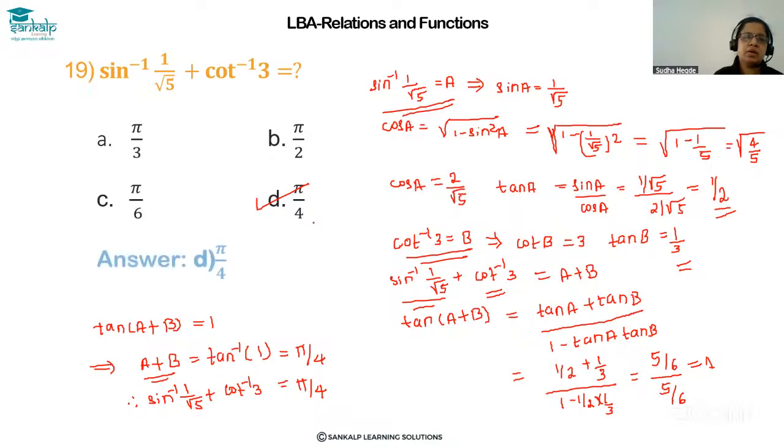Therefore, sin inverse 1/√5 plus cot inverse 3 is equal to pi/4. Got it right? Little bit lengthy expression, but only the conversion to sin to cos, cot to tan, that is the major requirement here. Okay, got it right? Thank you.